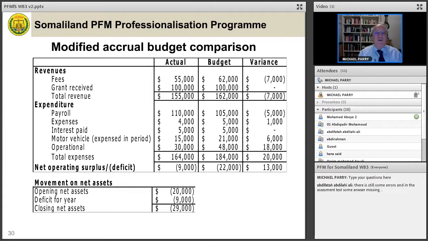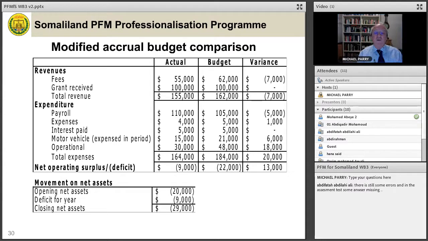Notice that on fees we are comparing not the amount of cash received, but the amount of fees that were billed in the period. Grant received is as expected. Payroll costs slightly under budget. Expense costs, interest paid. Motor vehicle, we had a budget of $21,000 for the motor vehicle, so we've substantially underspent on the motor vehicle. And operational expenses, we had a budget of $48,000, we've only spent $30,000. So a substantial saving on both of those.